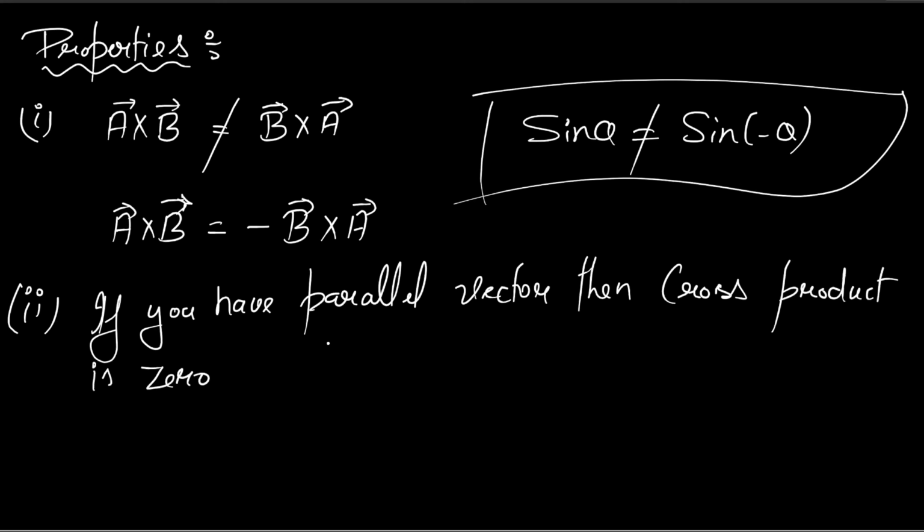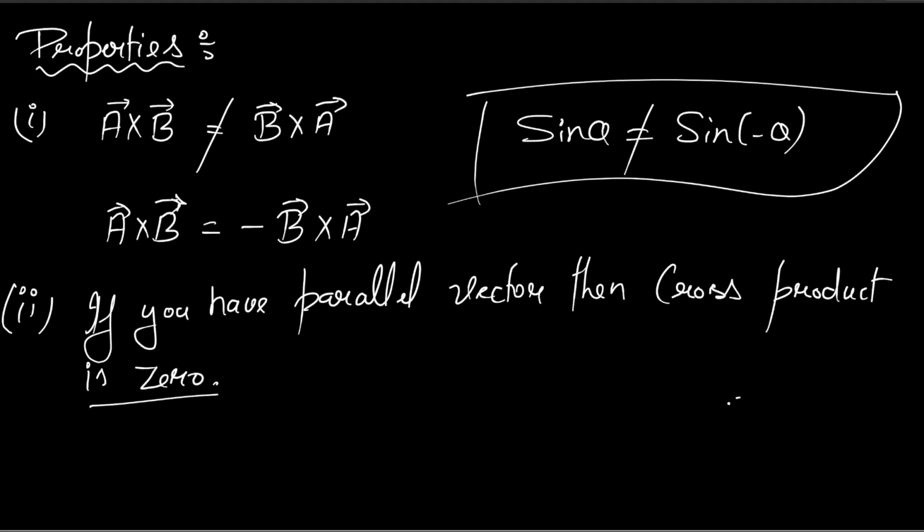Second property: if you have parallel vectors, then the cross product comes out to be 0. Yes, because the angle between them becomes 0. Let's suppose vectors A and B are parallel to each other, means |A||B| sin theta, theta becomes 0, sine theta becomes 0, then the value comes out to be 0. And you can use this property to find out whether two vectors are parallel or not.